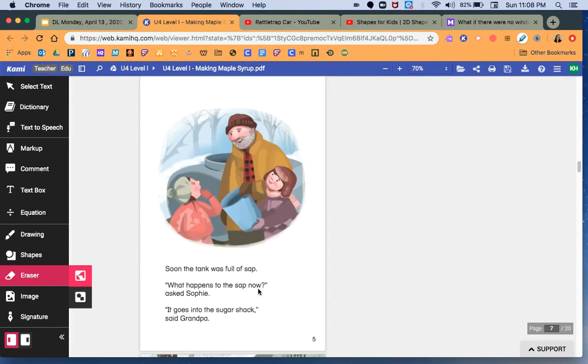"What happens to the sap now?" asked Sophie. "It goes into the sugar shack," said Grandpa.